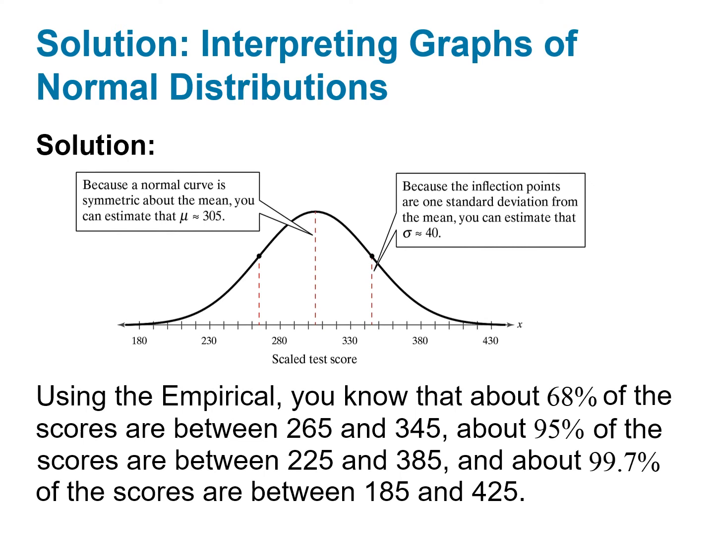If we go back to some stuff we learned last semester, those of you that weren't in here last semester, I know this is going to be new information to you, but don't worry too much about that. Okay, using the empirical rule, we know that 68% of the scores are going to be between those 2 inflection points.